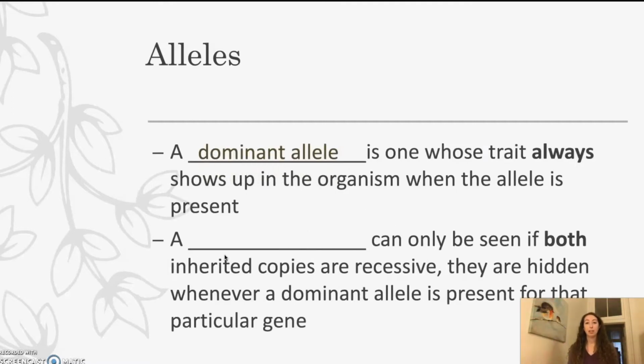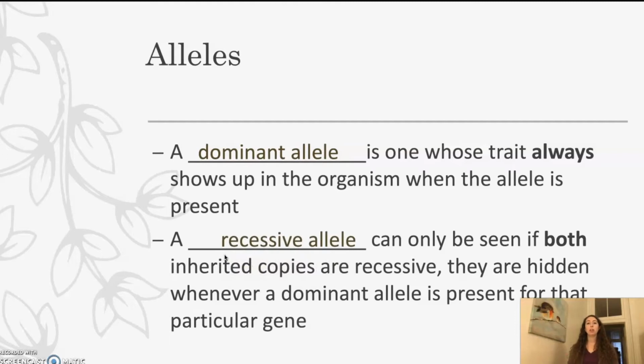A dominant allele is one whose trait always shows up if that allele is present. So let's talk about that. Dominant. When we hear the word dominant, we might think of powerful. We might think of controlling, which is very fitting for this name. A dominant allele always wins that battle, always wins that fight. If that allele, if that version is there, that's the one that you're going to see.